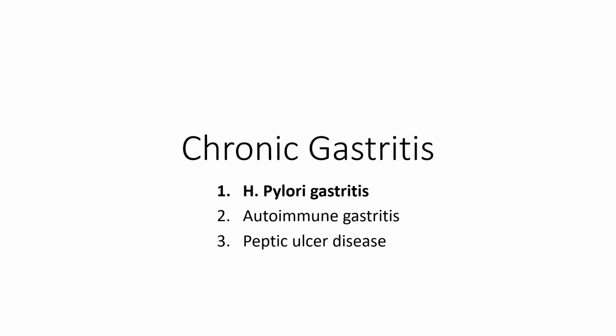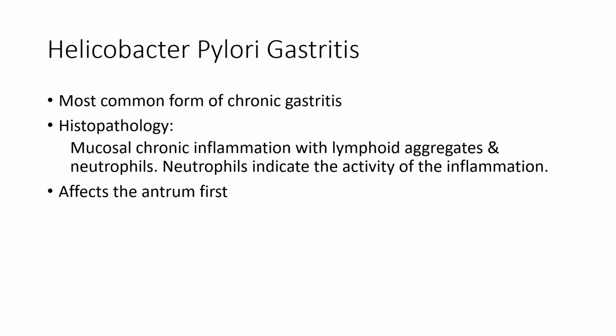Now we will talk about chronic gastritis. Chronic gastritis refers to chronic inflammation in the stomach, eventually leading to intestinal metaplasia and mucosal atrophy. There are two main types of chronic gastritis: H. pylori gastritis and autoimmune gastritis. Peptic ulcer disease is a complication of chronic gastritis. Helicobacter pylori gastritis is the most common form of chronic gastritis. It occurs due to infection with H. pylori bacteria.